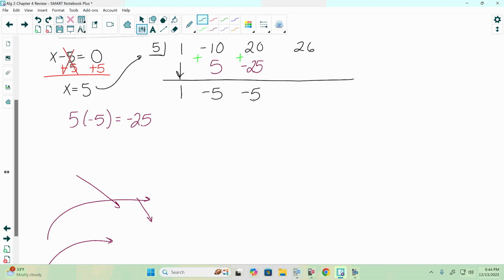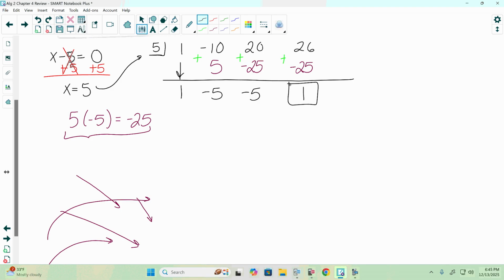Then we're going to do this again. We'll take our 5 and multiply it by our negative 5, which is negative 25. And then lastly, we add straight down. 26 plus negative 25 is 1.